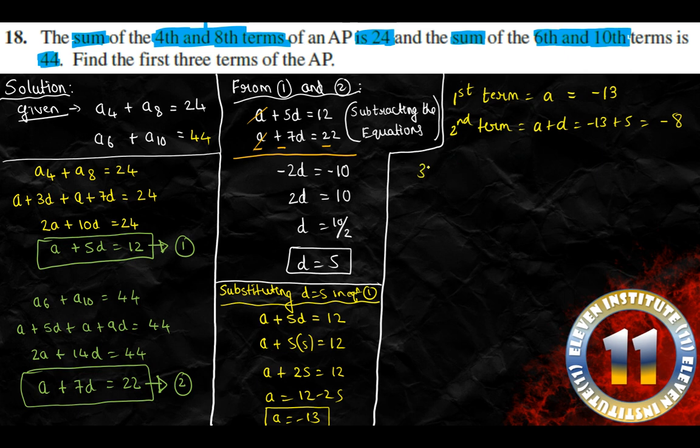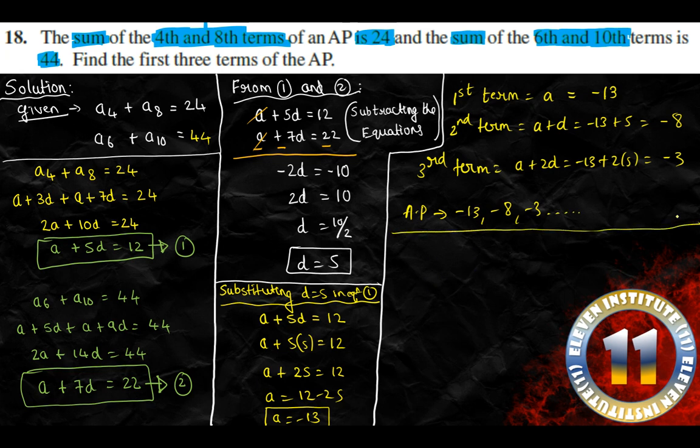Right. And now I have the third term. So third term is nothing but A plus 2D, minus 13 plus 2 into 5. So that is minus 13 plus 10, we get minus 3 over here. So this is the first term, this is the second term, and this is the third term. So our arithmetic progression will look like this: minus 13, comma minus 8, comma minus 3, and so on. Fine. Please pause the video and write this down in your CW.